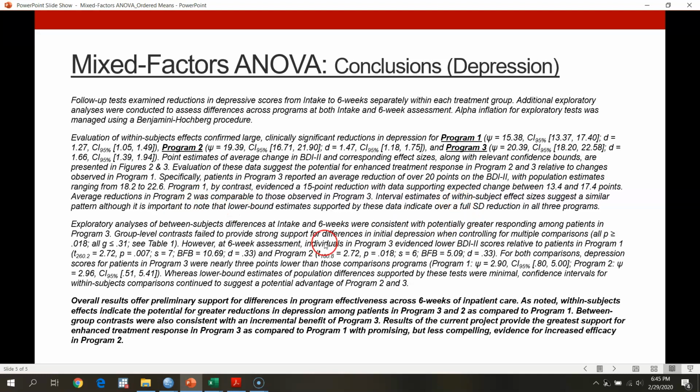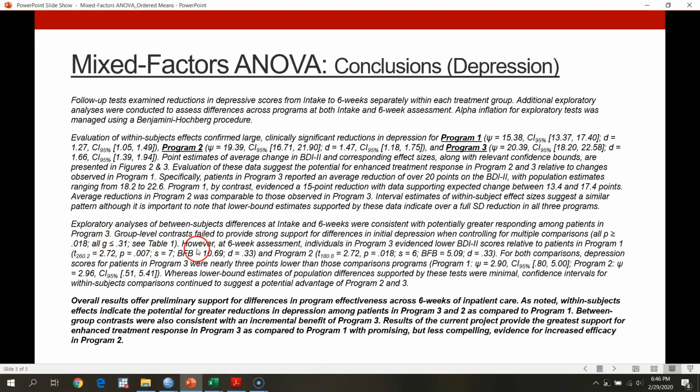So within our within subjects effects, we're seeing a potential advantage of program 3. But all 3 of these programs are very, very effective in terms of reducing depression, at least based on the data we've collected here. Then we went to some exploratory analyses, looking at differences both at intake or baseline and at 6 weeks. Some evidence of potentially greater responding in group 3. Not a lot of support for differences in initial depression.